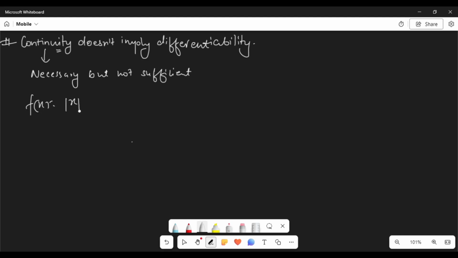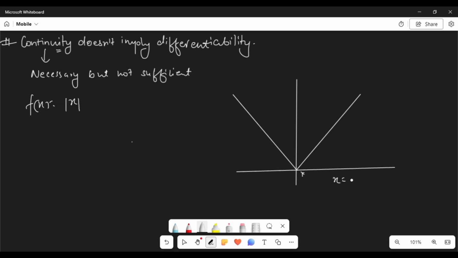This is absolute value. Okay, the graph would look like this. This is our axis. x is the x-axis, y is the y-axis. The graph would look like this, right? So, if we want to calculate the derivative at this point, at x equals 0, that means we need to find a tangent line through this point.